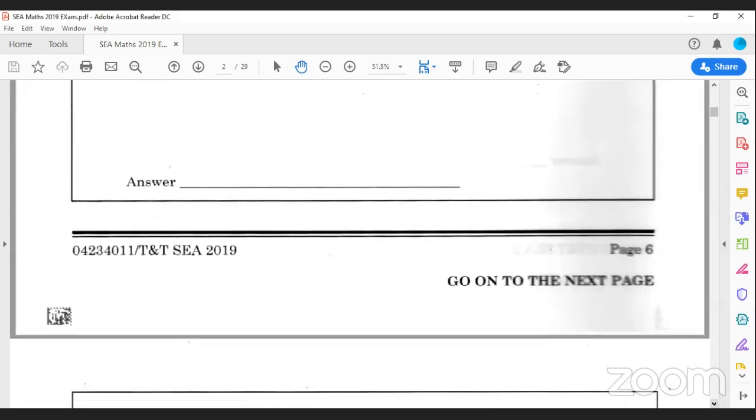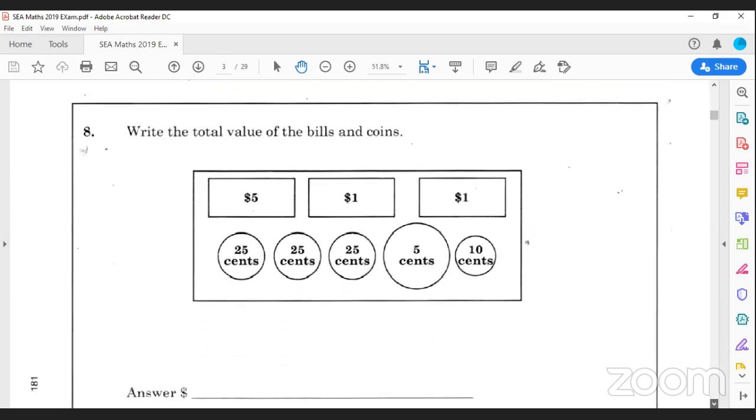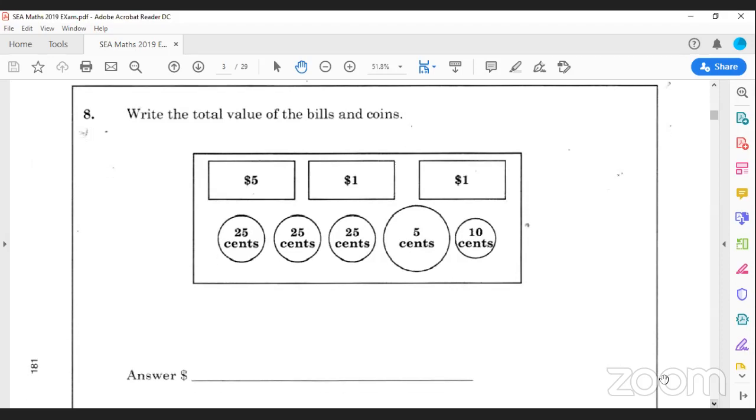Our next question is 8. Very simple. Write the total value of the bills and coins. So all we need to do here is add, right? So we're going to check how many dollars we have and how many cents we have. I'm writing D for dollar and C for cents. Okay, so how many dollars do I have here? I have 5 plus 1 plus 1. So as we can see here, we have a total of $7.